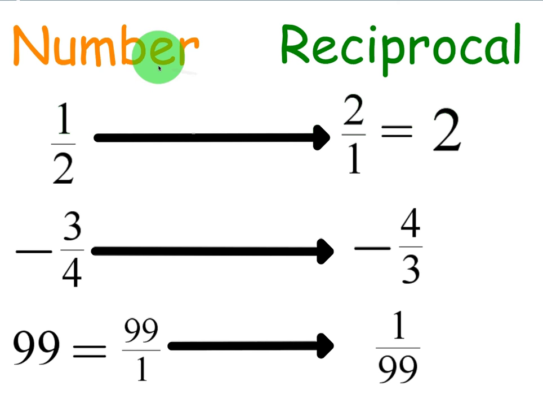Let's review what reciprocal means. So here we have the numbers on the left. We have the reciprocals on the right. So for example, 1/2. The reciprocal is when you flip this to become 2 over 1. Simplify that to become 2, therefore the reciprocal of 1/2 is 2. -3/4, flip it, and it becomes -4/3. You don't change the sign for reciprocal. Now if it was the negative reciprocal, then you would change the sign. But for just straight reciprocal, you don't change the sign. And finally, if you flip 99, 99 is the same as 99 over 1. If you flip it, it becomes 1 over 99.